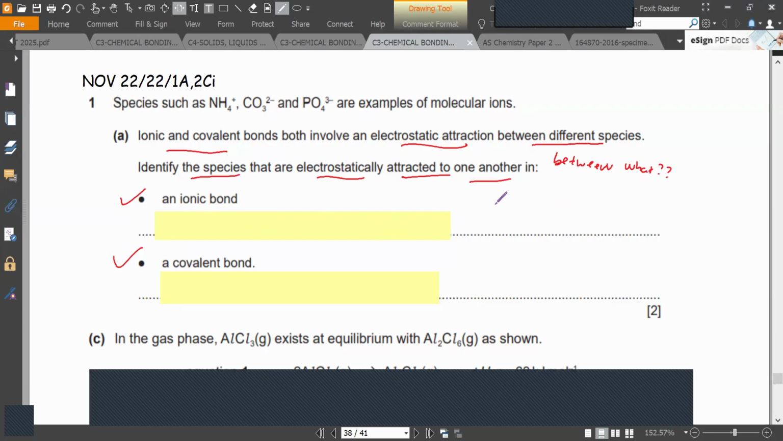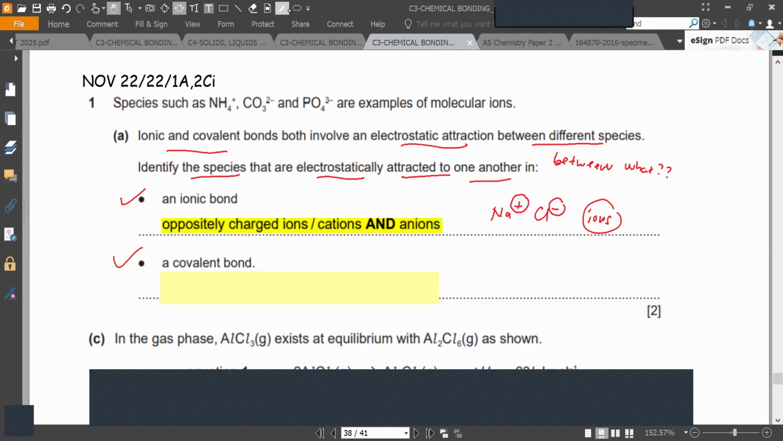For example, we have an ionic bond between sodium and chloride. It is the attraction between the ions, positive and negatively charged ions, oppositely charged ions, cations and anions. How about a covalent bond? Let's say we have HCl, something like this, with 1, 2, 3, 4, 5, 6, 7 electrons, and then like this.